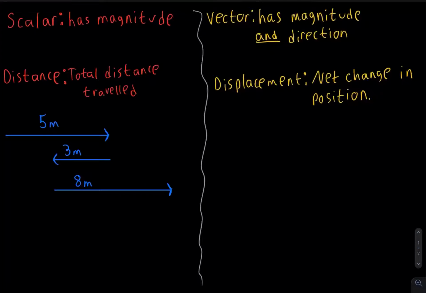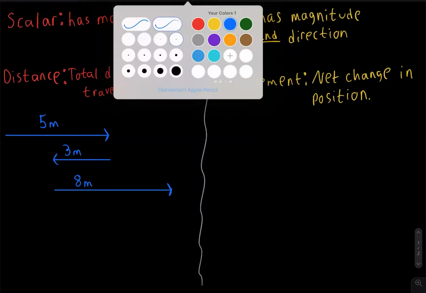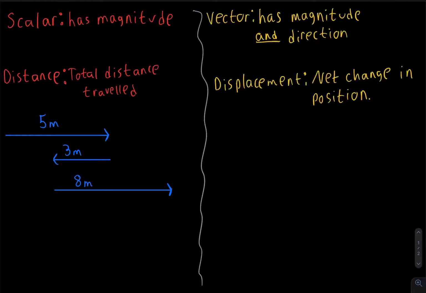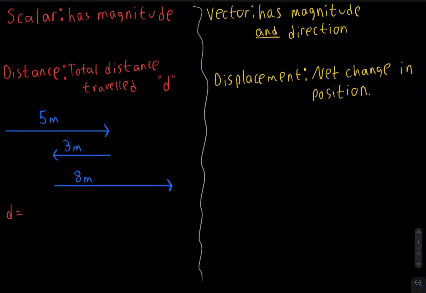Okay, so what's my distance? Well, my distance, and we're going to denote it by just a D. So what's my distance? If my distance is my total distance traveled, that's how we're defining it, then it's just going to be the 5 meters that I traveled, plus the 3 meters that I traveled, plus the 8 meters that I traveled, for a total of 5 plus 3 is 8, and 8 plus 8 is 16 meters. So my distance here was 16 meters.